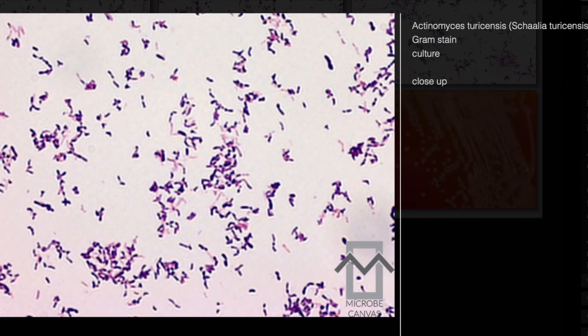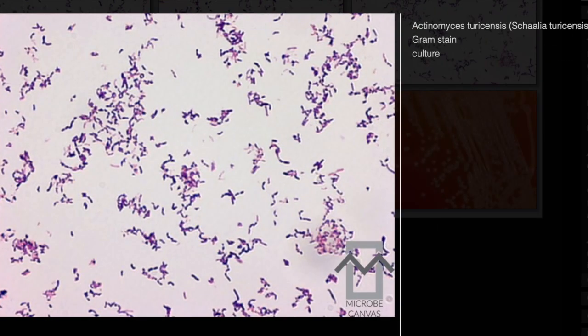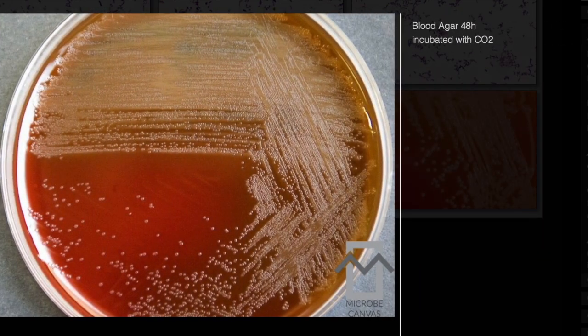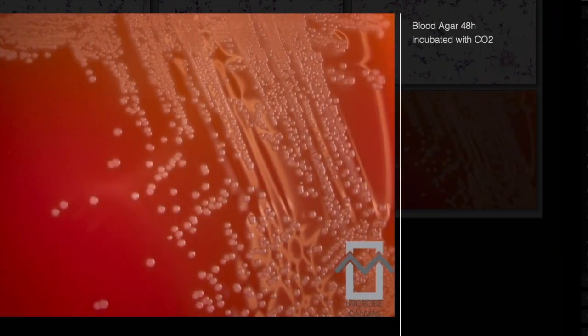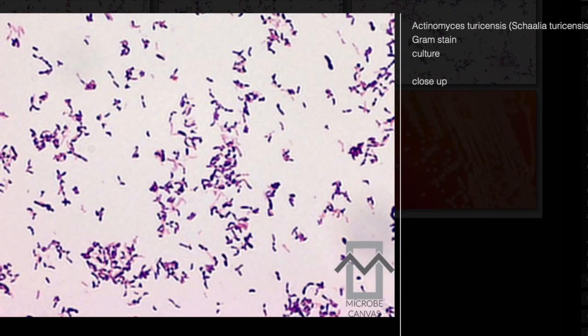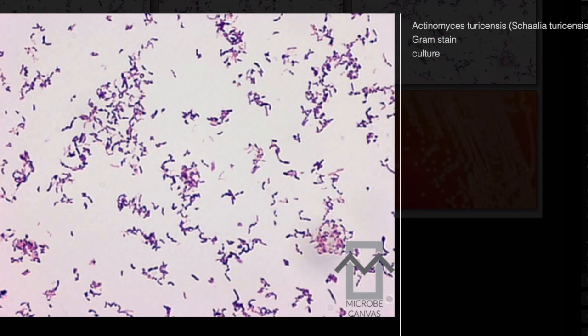Alpha hemolysis. Actinomyces turicensis cause partial breakdown of red blood cells, producing a greenish discoloration around their colonies on blood agar. Catalase negative. Actinomyces turicensis do not produce the enzyme catalase, which breaks down hydrogen peroxide. Oxidase negative. They do not possess the enzyme cytochrome C oxidase, involved in cellular respiration. Urease negative. They cannot hydrolyze urea into ammonia and carbon dioxide.